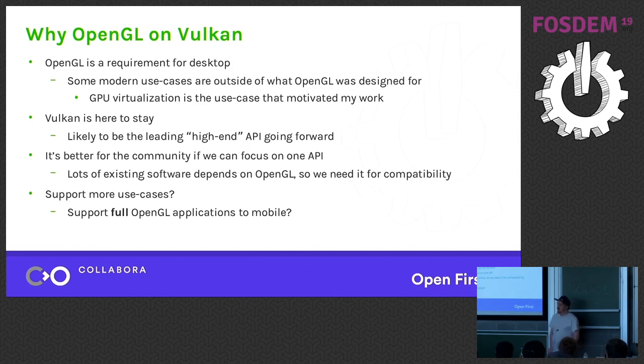Vulkan is also becoming more and more proven technology, and it's pretty clear that it's becoming the dominant graphics API going forward, which means that OpenGL has a little bit of a less bright future, and it's better for the graphics community if we can all work on one API rather than multiple ones. But as I said, we still need to support all the applications that use OpenGL currently.